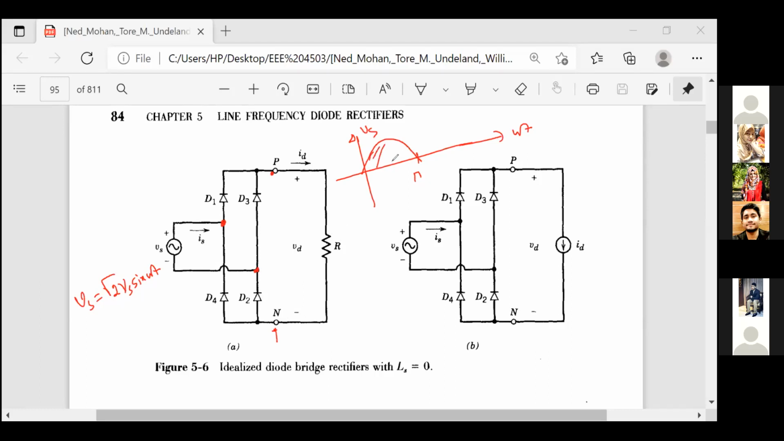So now the current, since this is positive and this is negative, current will go here this way. You follow the direction. Current is going this way, coming back this way, going this way, coming back this way. So look here, D1 and D2 are conducting for the positive half cycle. And now if I apply the Kirchhoff voltage law, the other diodes are not conducting, you can find out this VD must be equal to VS.